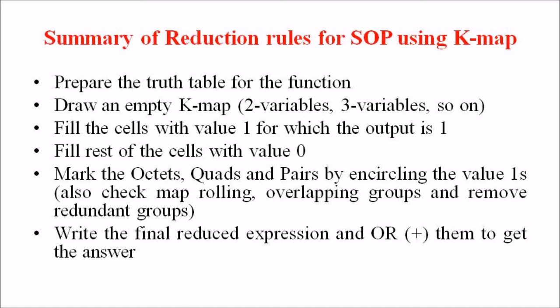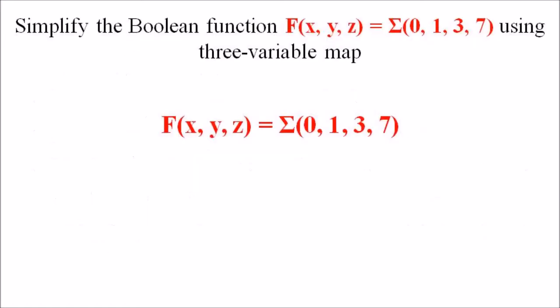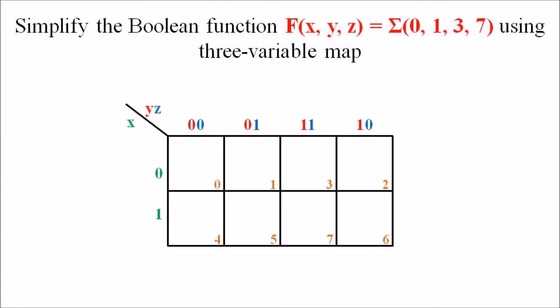In this lecture we are discussing the third question. Simplify the Boolean function f of x, y, z equals sigma of 0, 1, 3, 7 using a 3-variable K-map. Here we can see three variables: x, y and z.